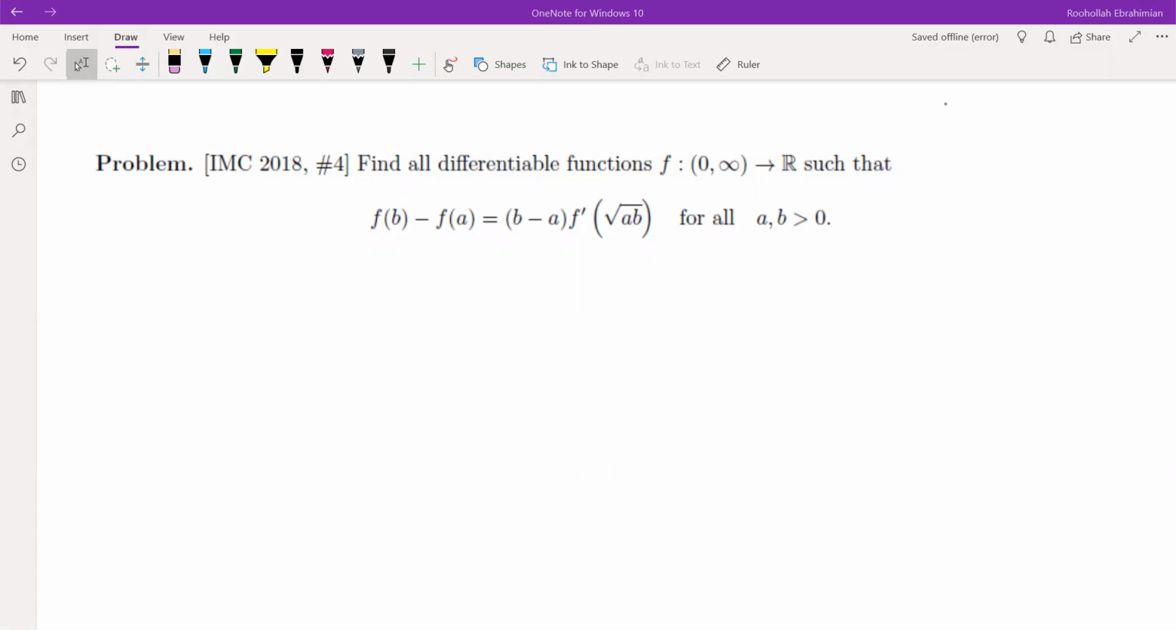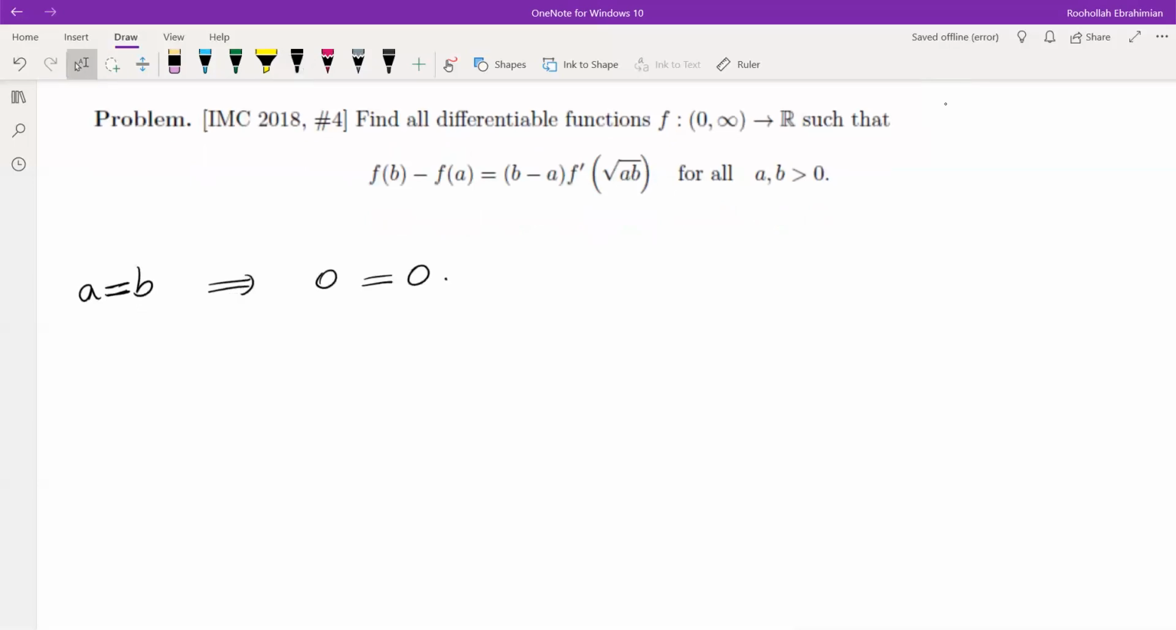So you could start with plugging in different values for a and b. One obvious thing to test is, let's plug in, say, a equals b. If you plug in a equals b, what you end up getting is 0 on one side and 0 on the other side. So this is really not useful. Then you could start plugging in different values. Unfortunately, I cannot plug in anything negative or 0. So maybe you'll start by plugging in some value for a or some value for b, and then figuring out what we get.